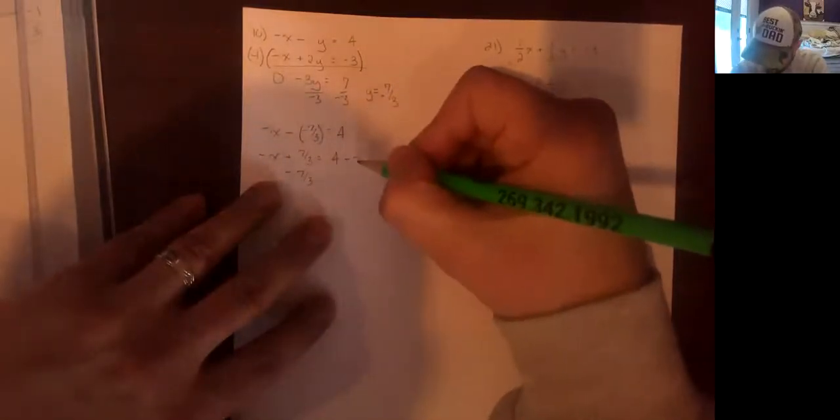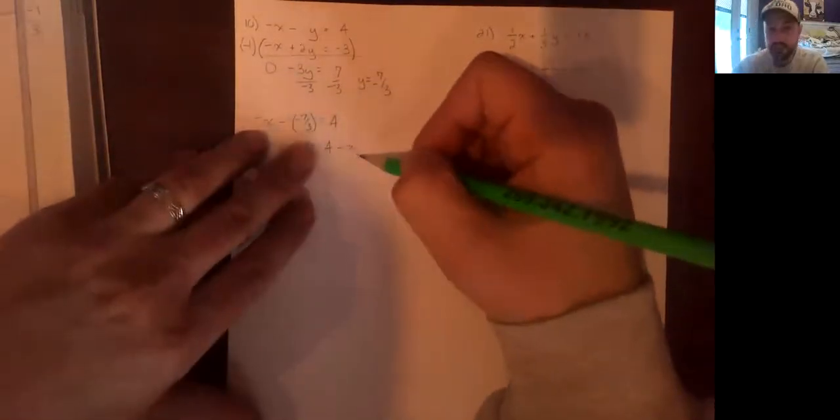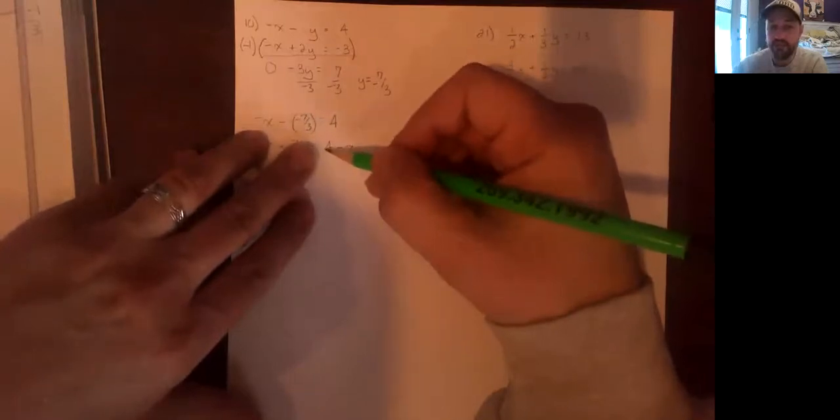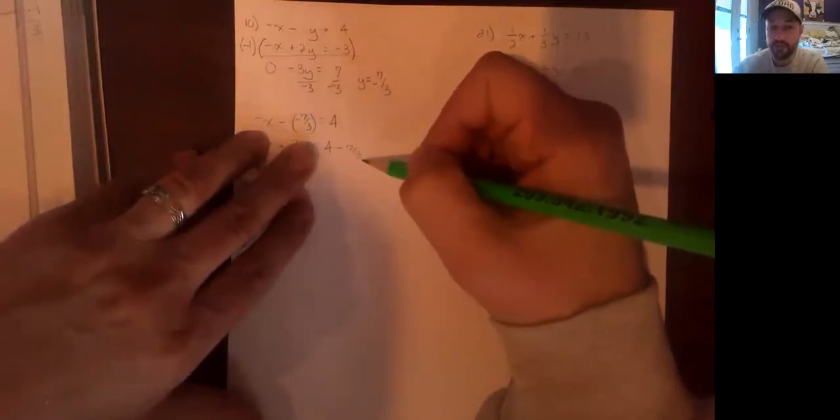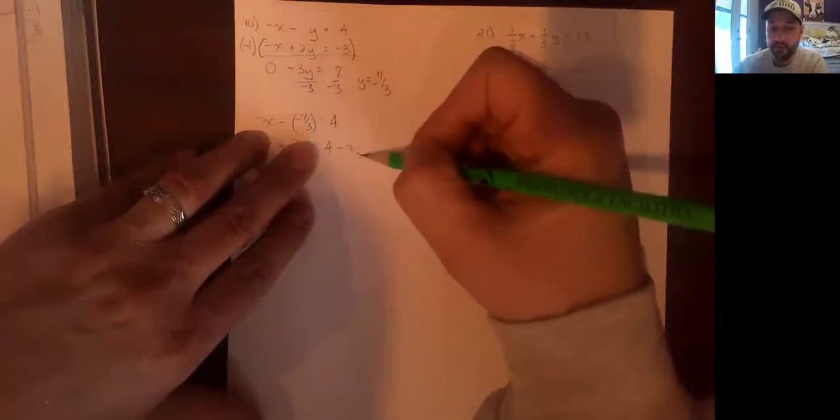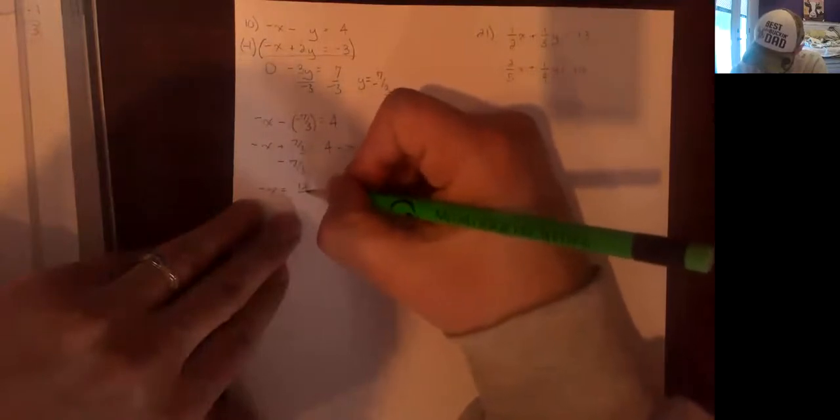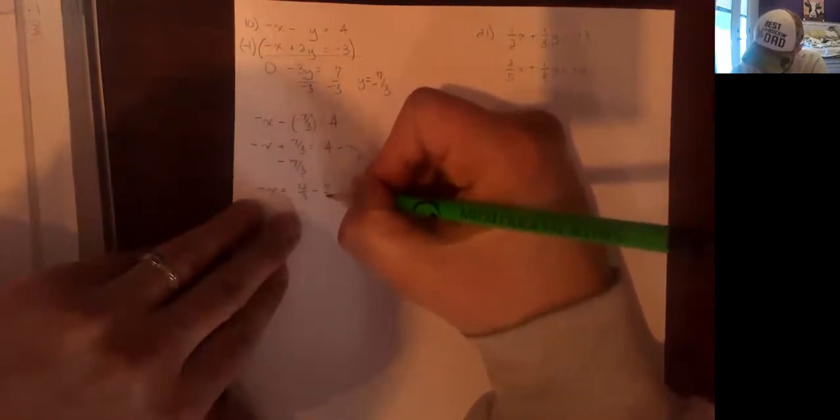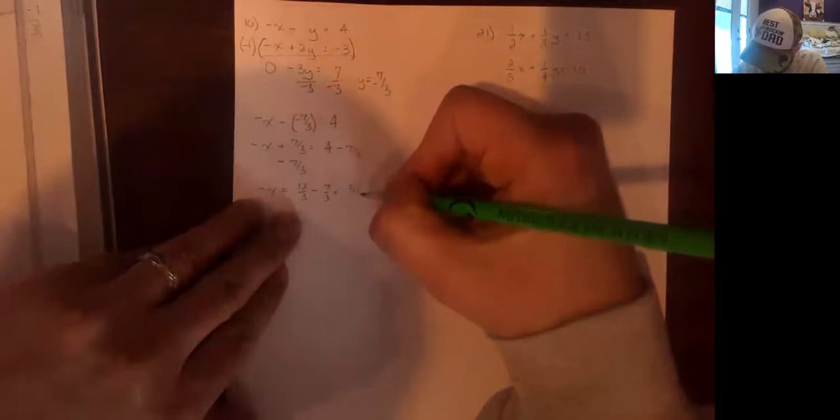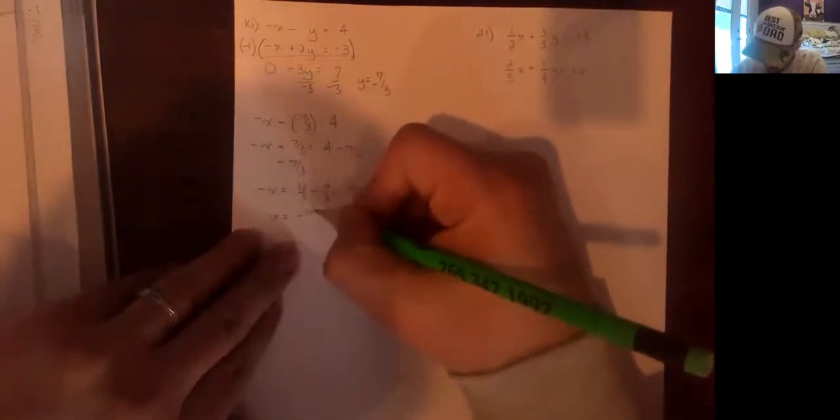To solve this, I need to subtract 7/3. So I have a negative x equals, and now I have 4 minus 7/3. I need to make my 4 something out of thirds. Whenever you have a whole number, you just multiply it by the denominator. 4 times 3 is 12. That means I have 12/3 minus 7/3 equals 5/3, but I had a negative x. So to negate everything is -5/3.